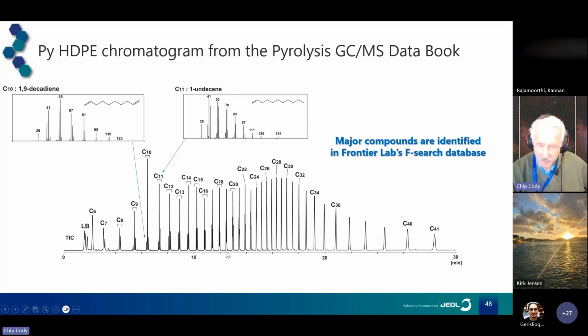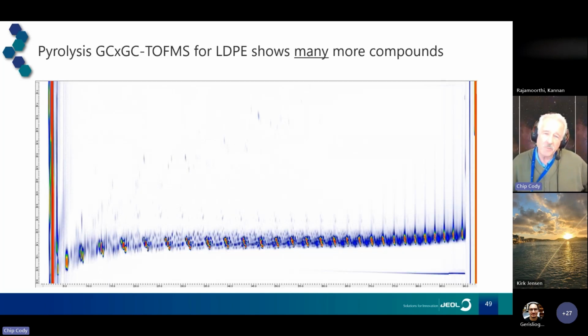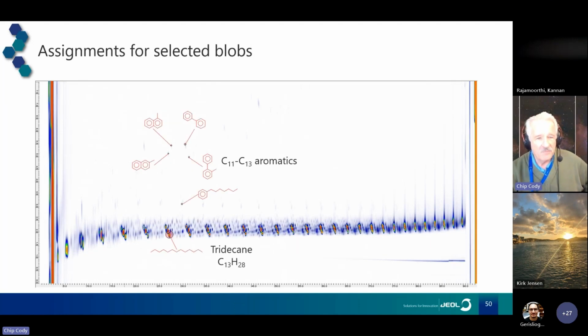But what does this look like if we do this by GCGC? It's a much more complex chromatogram. Here are those triplets you're seeing, but each blob here is a different compound, and there's several things that aren't obvious from the one-dimensional GCMS measurement. If we assign some of these blobs here, you can see some of these things are aromatics, alkyl aromatics and things like that.